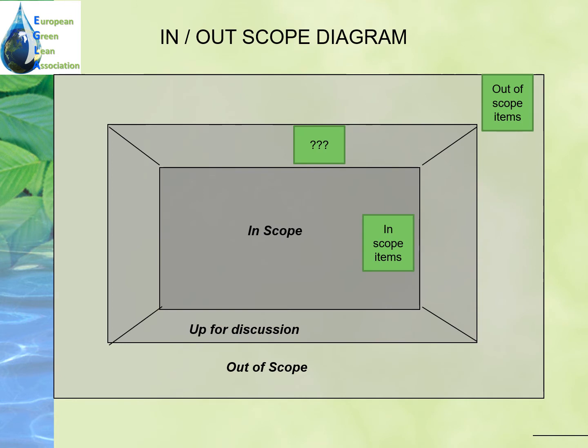This is a diagram that you can use. As you can see inside, there are in-scope items, which means that those definitely we need to do. Then there's up for discussion, which means that those are areas that we need to discuss with the team and with the sponsor of the project. And we have the out of scope, where we actually list the things that we are not going to include in the project at this phase. Typically, those are listed as future development targets.